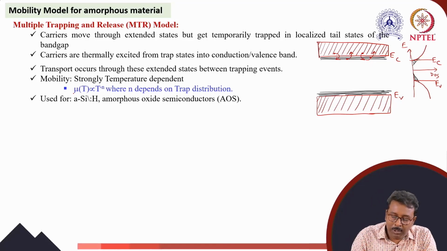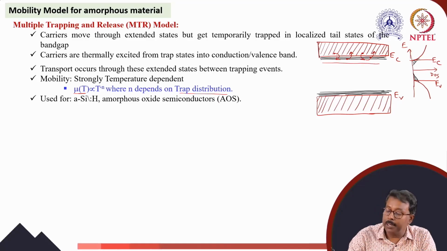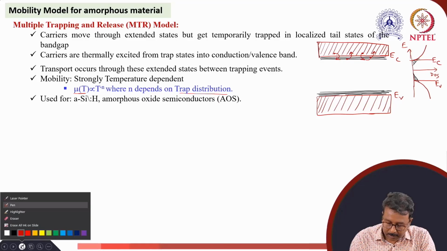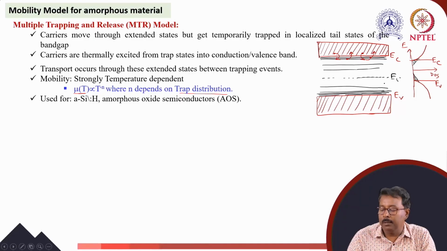So mu as a function of temperature can be written as proportional to T to the power minus n, where n depends on the trap distribution. n is a factor or value. It depends on how many trap states there are. So several trap states may be there. Other trap states may also be there. I have not drawn them. So this may be the trap state. So this is the Ei, the middle of the gap. So trap states, etc.